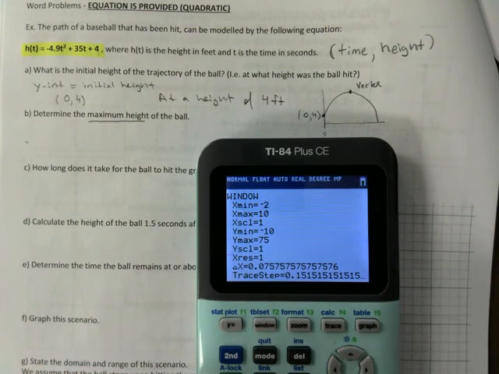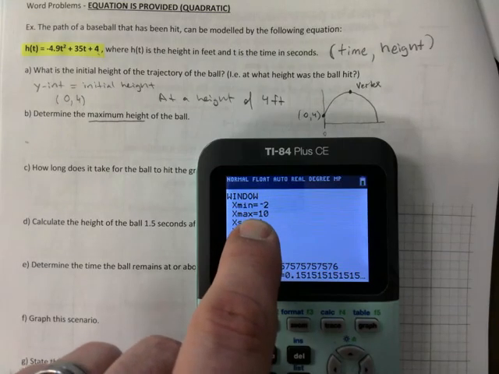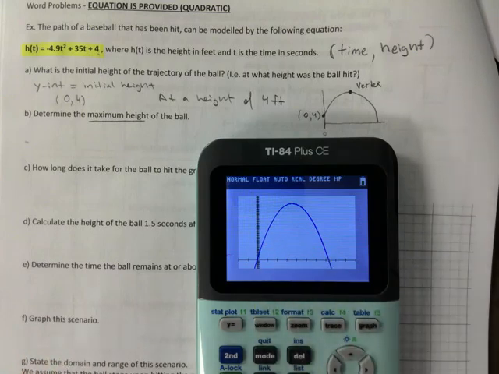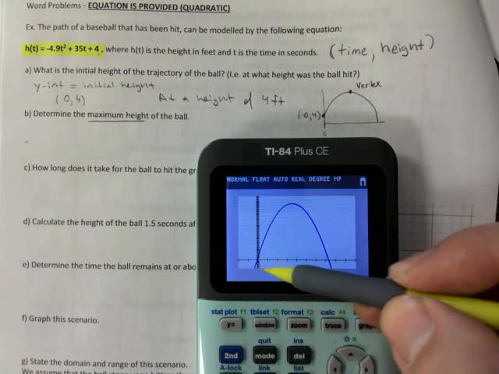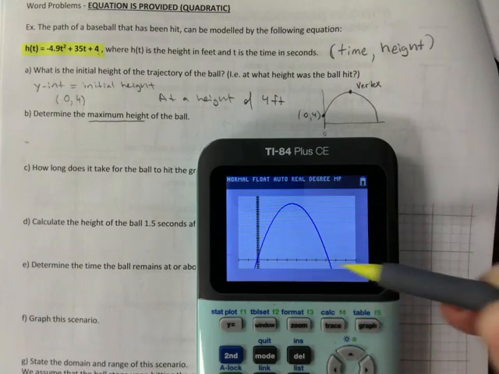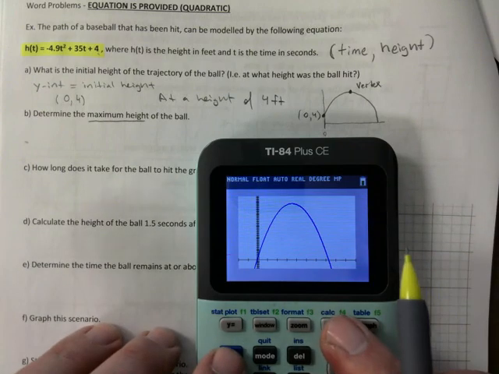Watch this. I'm going to go -2 for my x min. Graph it again. And so now I'm just kind of focusing on the first quadrant. That's a pretty good graph. There should always be a little bit of space, like a frame around it, where you can see the y-axis and the x-axis. Okay? Now let's find the vertex.